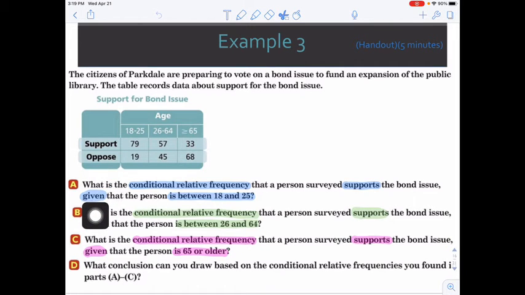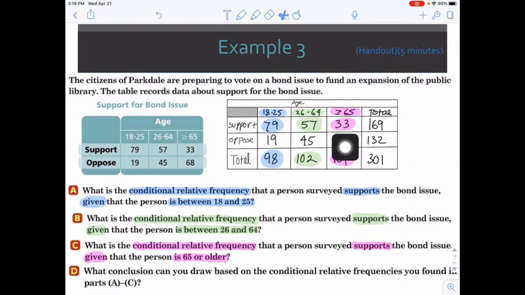So here we're looking at ages and whether they support or oppose the bond issue. Part A says, what is the conditional relative frequency that a person surveyed supports the bond issue given that the person is between 18 and 25? In order to answer parts A through C, we need to fill in the rest of our table. So using the values they've already given us, we will add up all of the rows and columns to get the total values for each age group and the total of people that support and oppose.